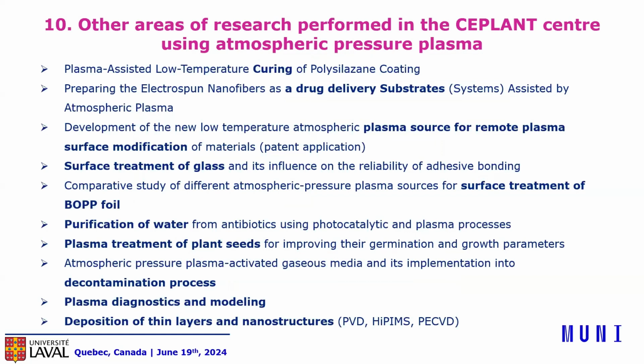And at the end of my presentation, it is not possible to mention everything, but there are a lot of topics which we are dealing with. Very interesting is the plasma-assisted low-temperature curing of polysilicon coating. It means that we are using plasma for curing of a coating, which is prepared, let's say, by spin coating or ultrasonic spray coating method. In this case, it was shown that very effective is the plasma which is generated in water vapor.